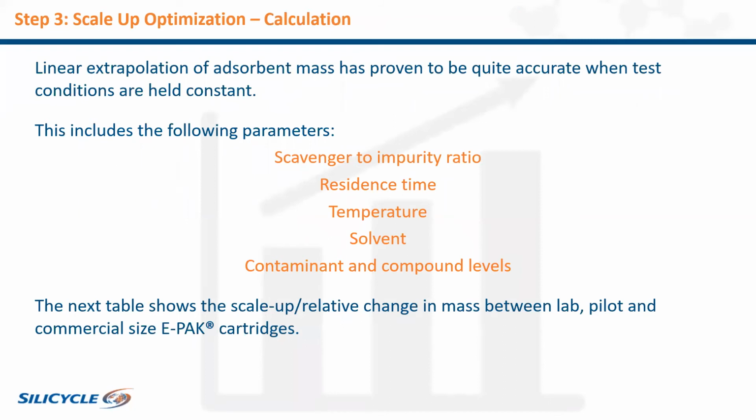So as I mentioned before, the beauty of the E-PAK technology is that you can use the parameters that you've determined for the lab's efficiency, or you can use the same parameters with a scale-up factor to use for your pilot scale or your commercial scale. So that means that you can extrapolate the scavenger to impurity ratio, the residence time, the temperature, the solvent, and the contaminant and compound levels that you have. So in the next table, I will show you those parameters and what they mean.